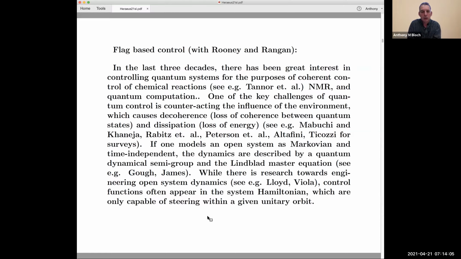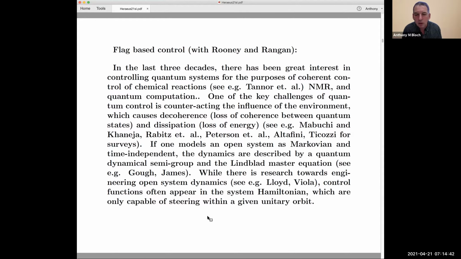And again, of course, there's a large literature on that. And again, it's complicated to model the environment. The simplest case, of course, is if you have a Markovian, time-independent environmental system, then you can use the Lindblad master equation. And there's been a lot of work on this, some work by Gao and Mark James and others. And basically the idea is you control the basic system. There's a Lindblad term which affects the dynamics. And the control functions affect the system Hamiltonian, but not the Lindblad terms.